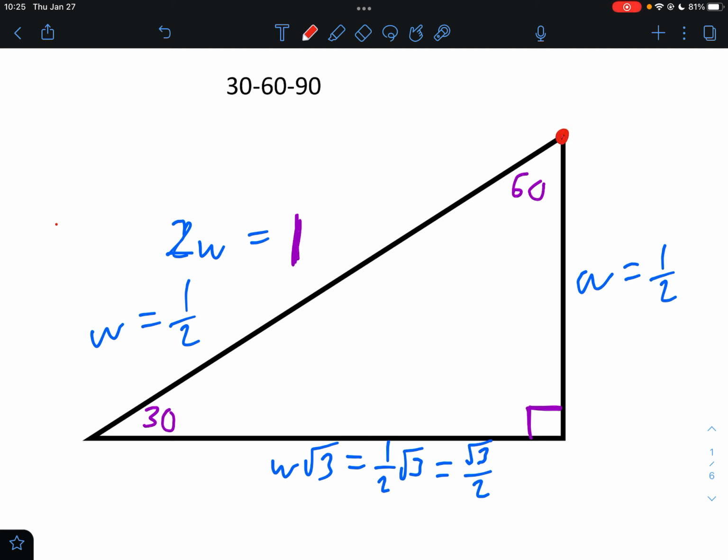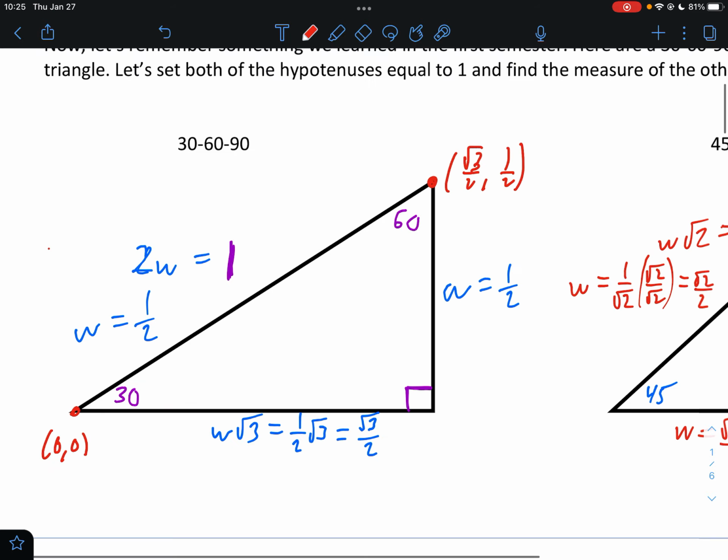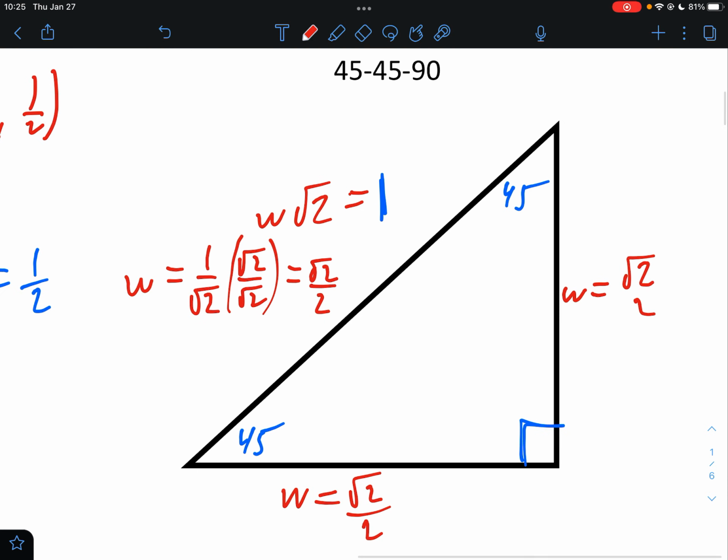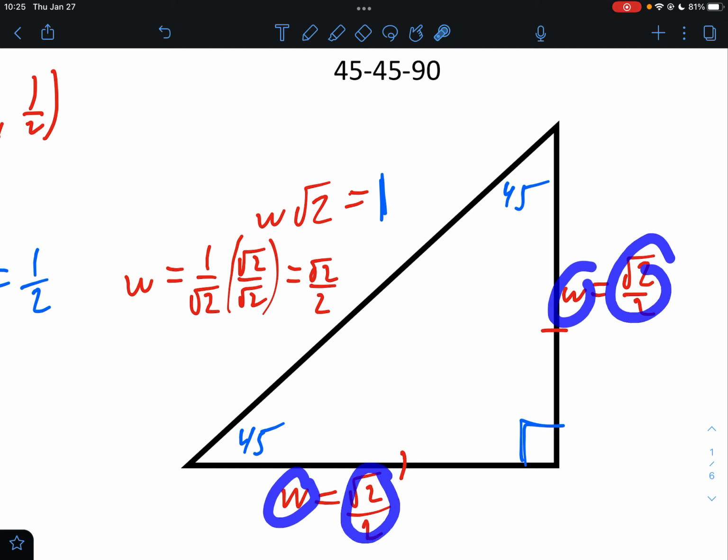We get 1/2. So this side would be 1/2, and this side would be root 3 over 2, which means this coordinate point, let's say this coordinate point here was 0, 0, this coordinate point up top here would be root 3 over 2, comma, 1/2. And in a 45, 45, 90, remember both legs were equal to each other. Again, if we set the hypotenuse equal to 1, now the hypotenuse is equal to W root 2 in this, so if we solve that, we should get root 2 over 2. And that is what both legs were equal to, W, so both legs are equal to root 2 over 2.